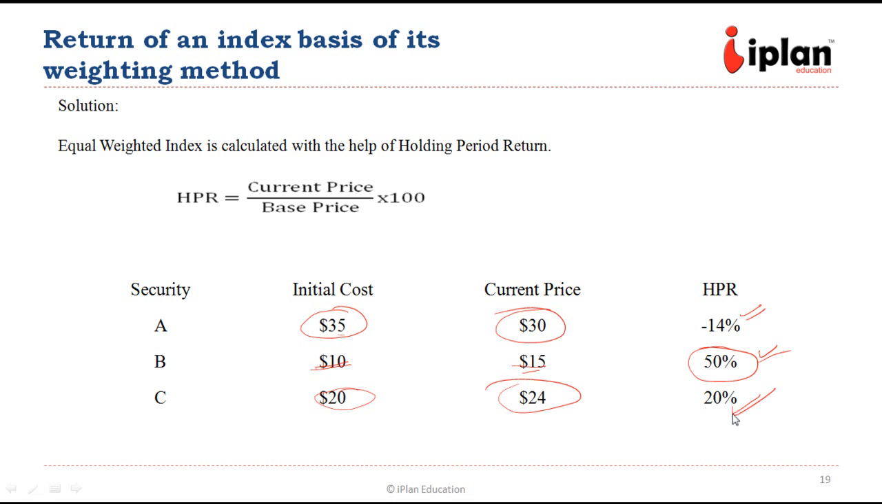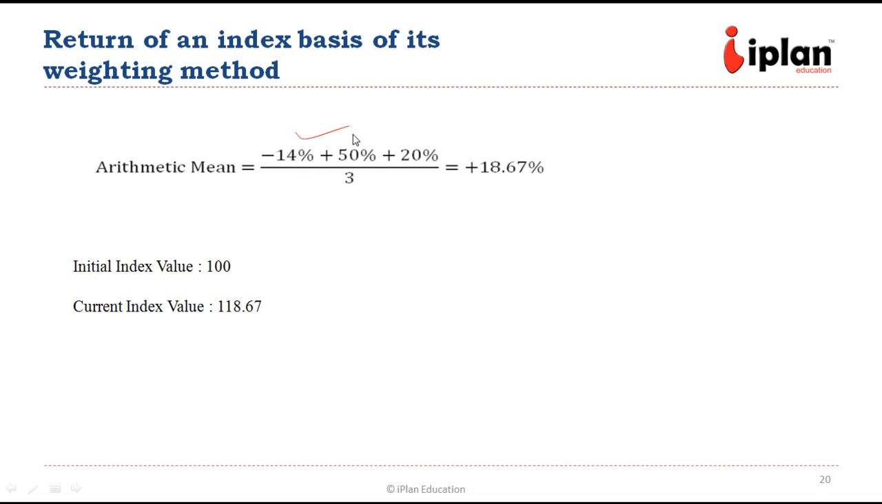And if we have to calculate the total change in the index value, we have to simply take the arithmetic average of these holding period returns. So we have these holding period returns as current price divided by base price into 100. Now we just take the arithmetic average of these three. So minus 14 plus 50 plus 20 divided by 3, we get 18.67%. So this is the average rise based on equal weightage.